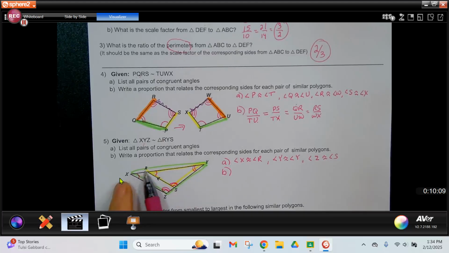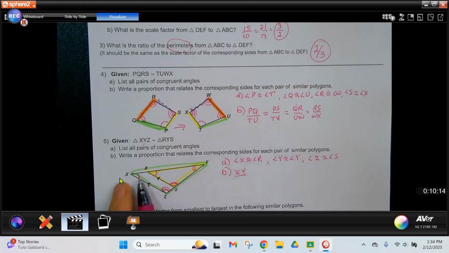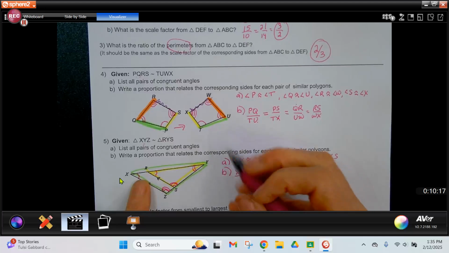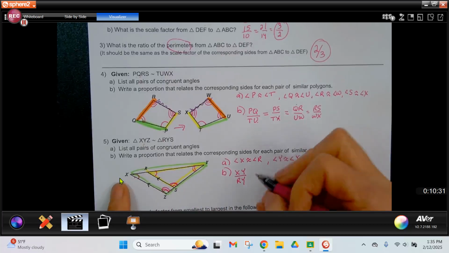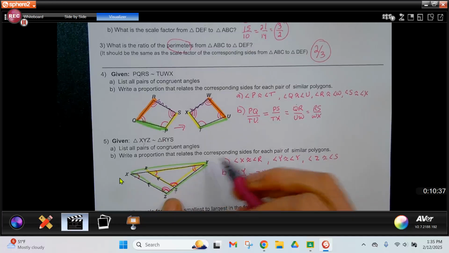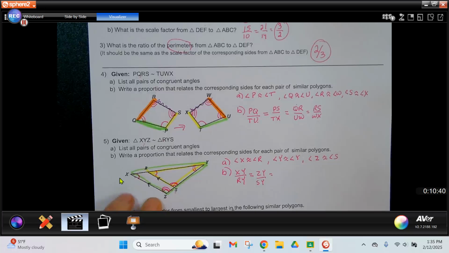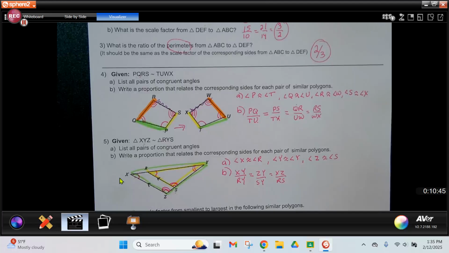So this side right here, XY of the bigger triangle, XY, that is going to correspond with RY. Because XY comes between this angle with the 1 tick mark and the 2 tick marks, and this side comes between the angle with the 1 tick mark and the 2 tick marks. So I can say this side is corresponding to this side. I write it like that. Equals, now we have this side, ZY and SY. And that's going to equal, now again I'm going to put the big one first, XZ to RS. And we've written a proportion with the corresponding sides.